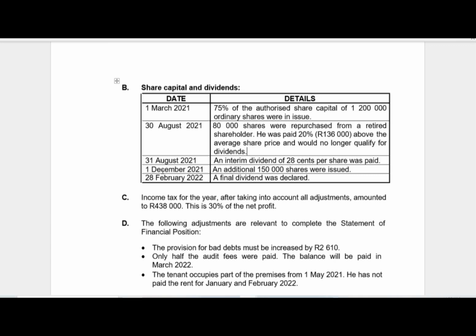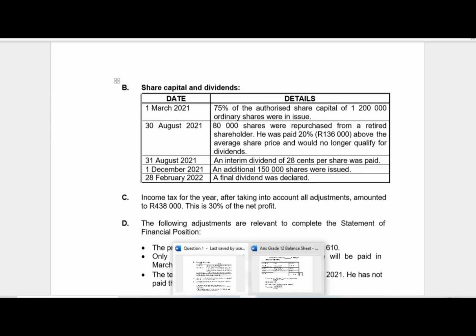So when we paid dividends on the 31st of August, 2021, we are not going to consider the 150 shares, because remember, dividends are paid based on the number of shares issued, right? So when we pay, again, we need to consider this 80, because they said we made a repurchase of shares of 80,000 from a retired shareholder, and he is not going to be considered for dividends. He's no longer qualified for dividends, so we need to minus it.